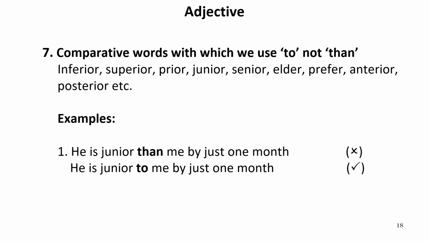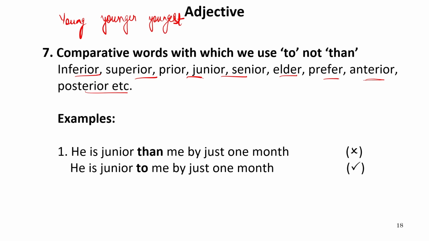For example, there is a word young. Now, young is a positive degree. We can convert this into comparative degree like younger, and the superlative is youngest. So this is the superlative degree of young. But inferior, superior, prior, junior, senior, elder, prefer, interior, posterior, etc. Now these words do not have any positive degree of adjective or the superlative degree of adjective. These are only used in comparative degree, and these are comparative degree words.